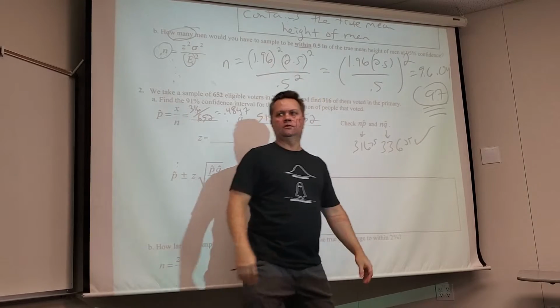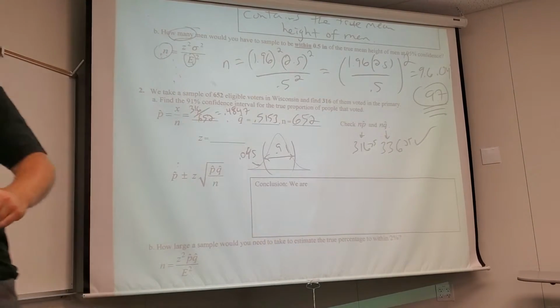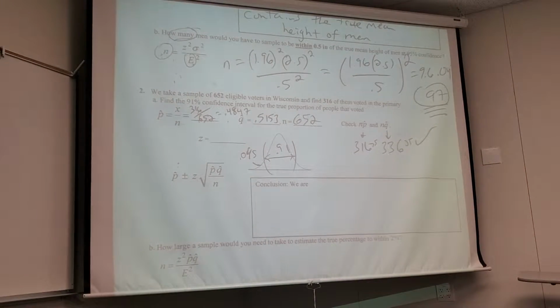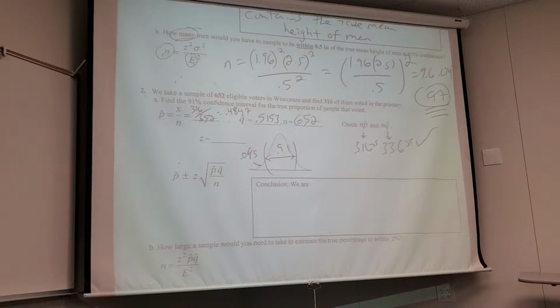And you need at least, normally it would be people, but it could be something else. It could be whatever, the number of whatever it is that I'm looking at. But it has to be greater than 5 to show. NP and NQ must be bigger than 5.